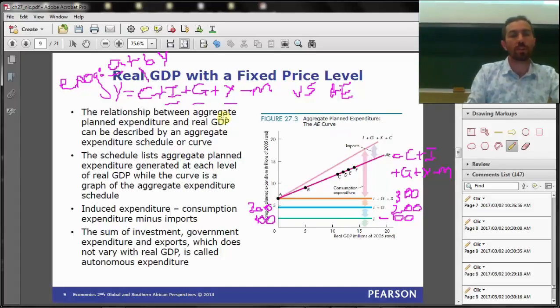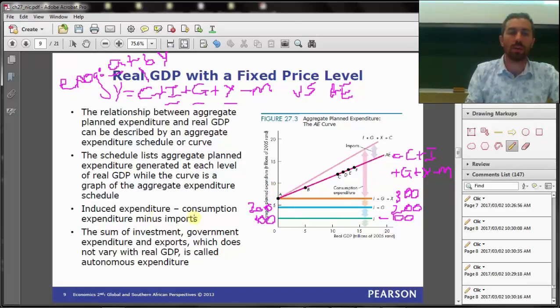So the relationship between aggregate planned expenditure and real GDP can be described by the aggregate expenditure curve. That's this pink line here. That curve or that schedule lists aggregate planned expenditure generated at every level of GDP, and the curve is the graph that we're talking about. So the schedule we'll see just now as a table. It's basically the combination of every single one of these points.